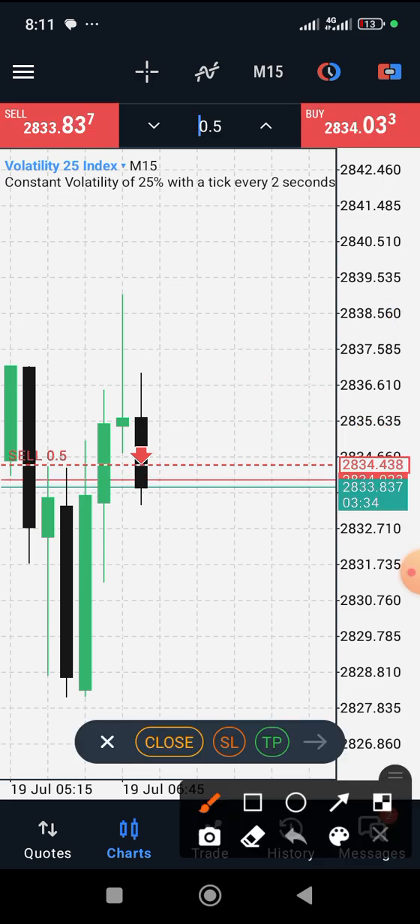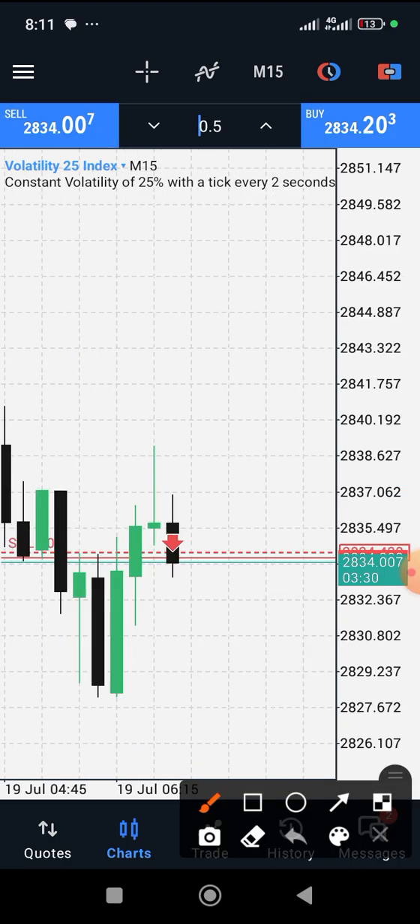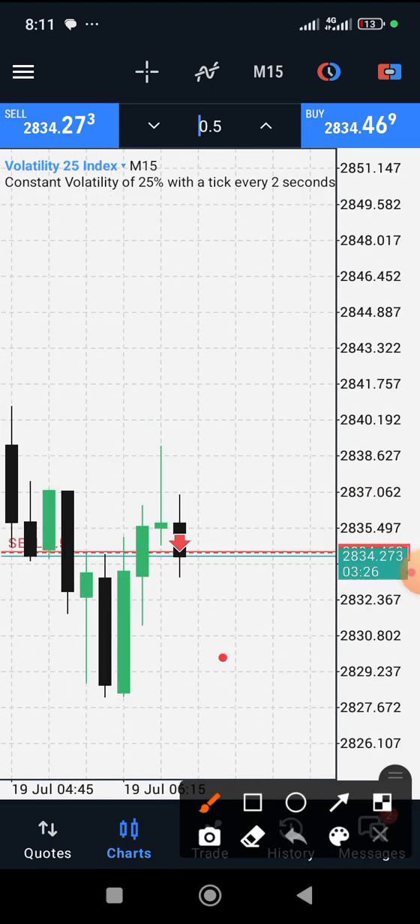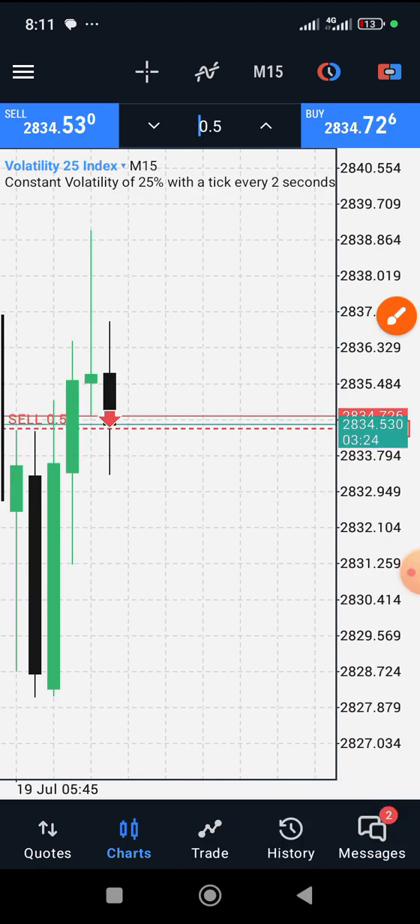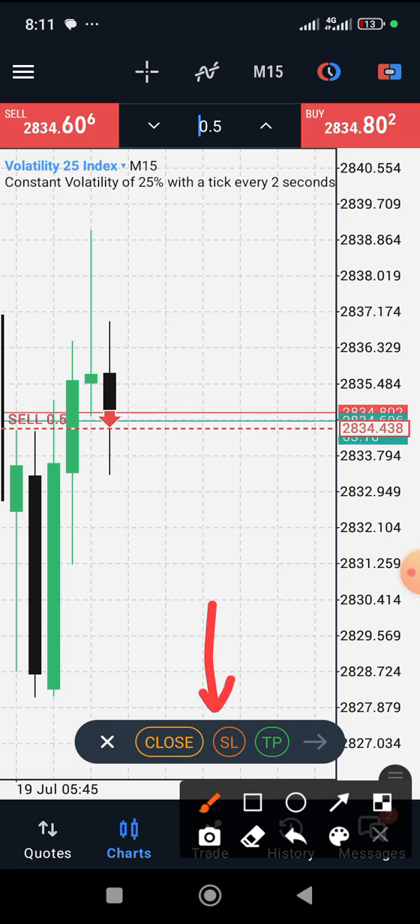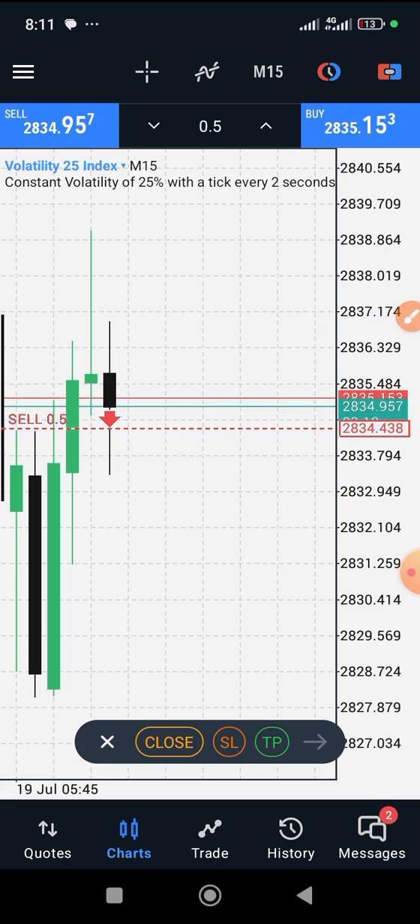Can you see that? So I can simply click on the price. The price is the dash line you see. Click on that dash, then click on SL, which is stop loss. I think I've explained stop loss and take profit before in one of my videos, but I'm just putting everything in this video. Then click on SL.